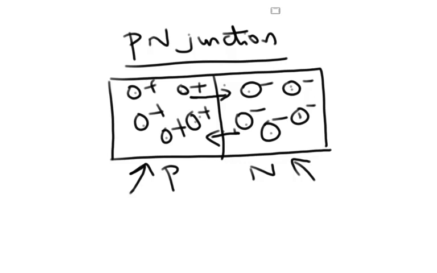Okay, so will this process of holes and electrons crossing over happen continuously? Not really. There is an interesting situation. Let us look at that. Consider holes moving from P to N region. Let us take only one hole and electron as an example.